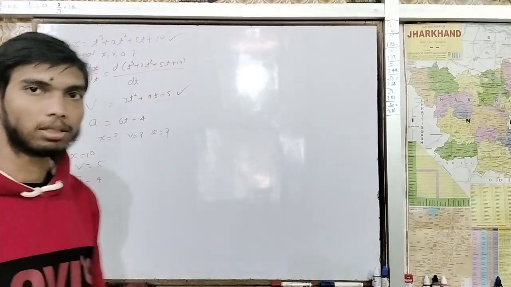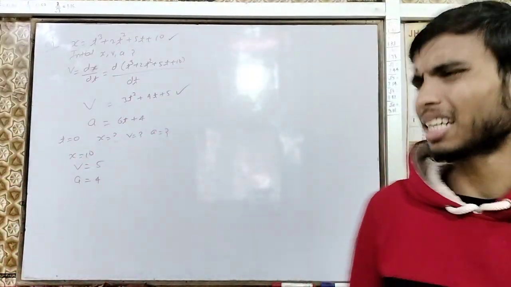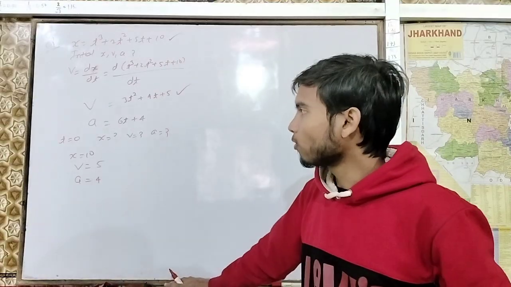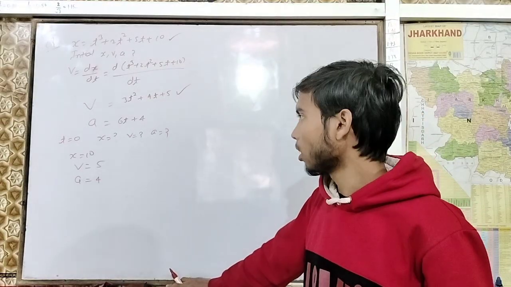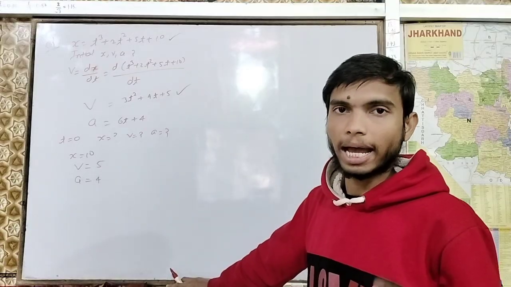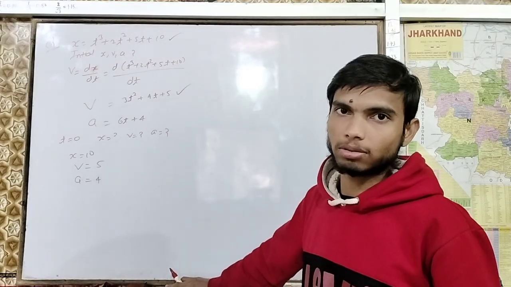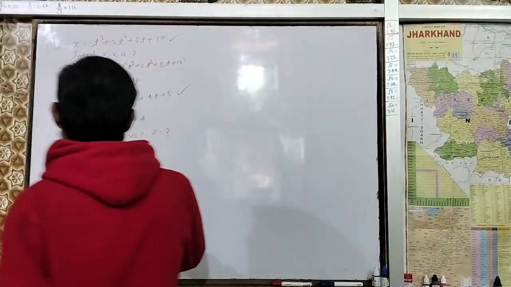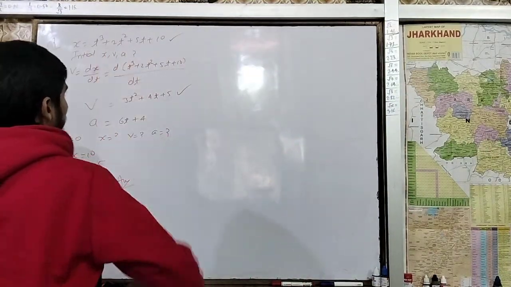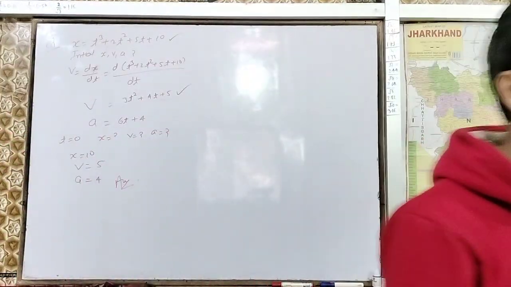Try to understand what it is trying to say. The location of the particle is at 10 where t is 0, with a velocity of 5 and an acceleration of 4 meter per second square. Okay, this question is done.